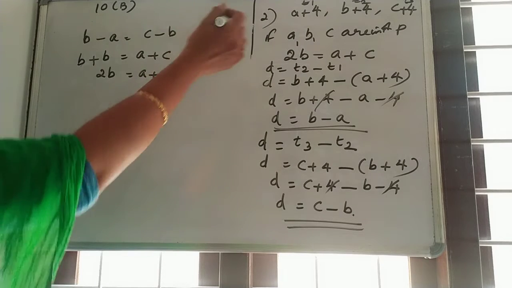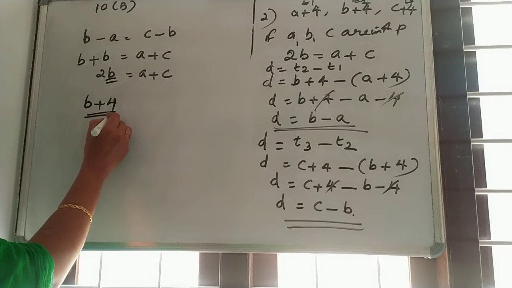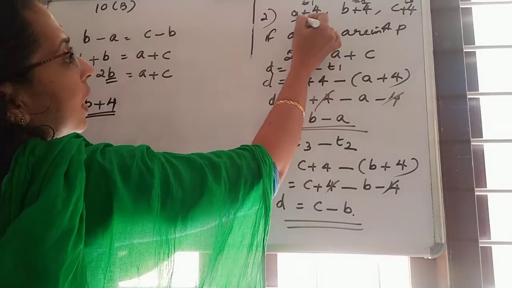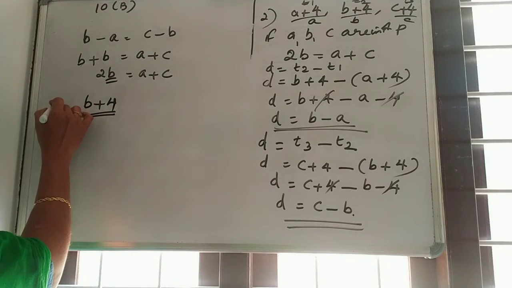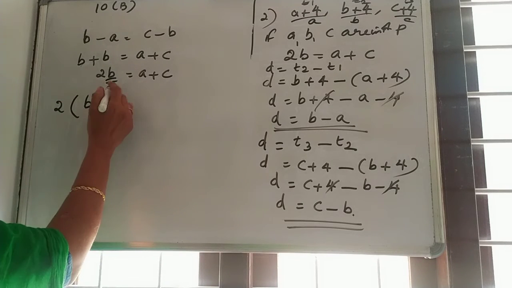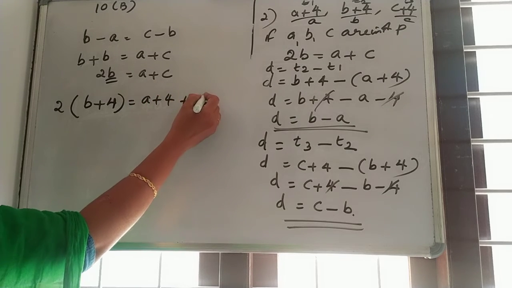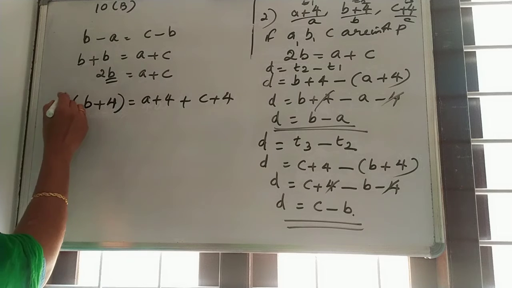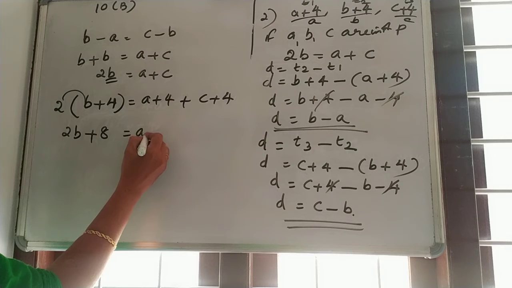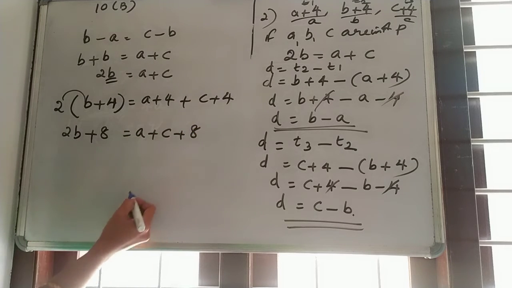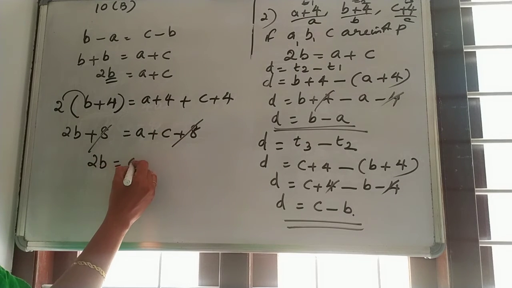So same here: instead of B we can replace it as B plus 4, instead of A we can write A plus 4, and here B and here C. Just substitute that. So 2 into B plus 4 is equal to A plus 4 plus C plus 4. Change the bracket: 2B plus 4 into 2, 8, is equal to A plus C plus 8. The 8 cancels, so 2B is equal to A plus C.